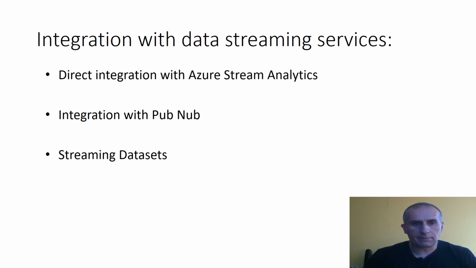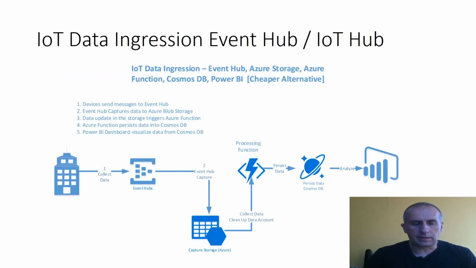It is possible to have several different options to collect data from different sources in Power BI, especially for live dashboards, as we will see a little bit later. It is possible to have direct integration with Azure Stream Analytics. It is possible to have integration via Pubnub, which is one very popular service for chat platforms and IoT, and it is possible to configure custom streaming datasets where we have different options, which we will discuss a little bit later. Let's now see options for integration.